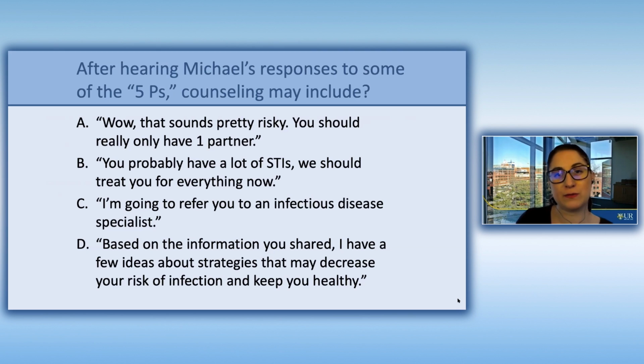After hearing Michael's responses to some of the 5 Ps, counseling may include A, wow, that sounds pretty risky. You should really only have one partner. B, you probably have a lot of STIs. We should treat you for everything now. C, I'm going to refer you to an infectious disease specialist. Or D, based on the information you shared, I have a few ideas about strategies that may decrease your risk of infection and keep you healthy.